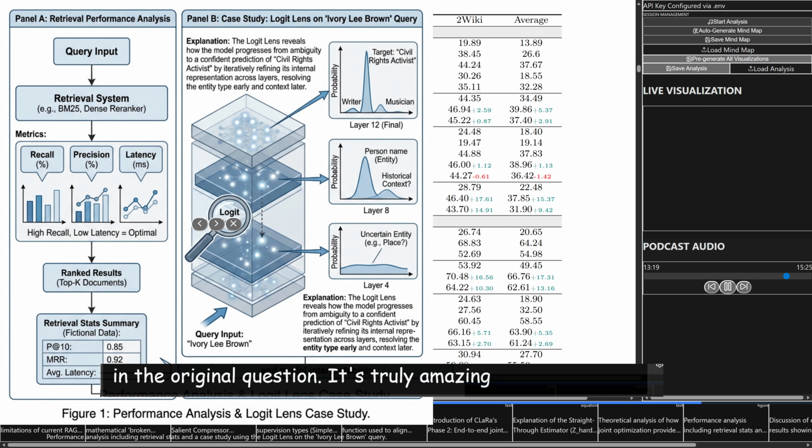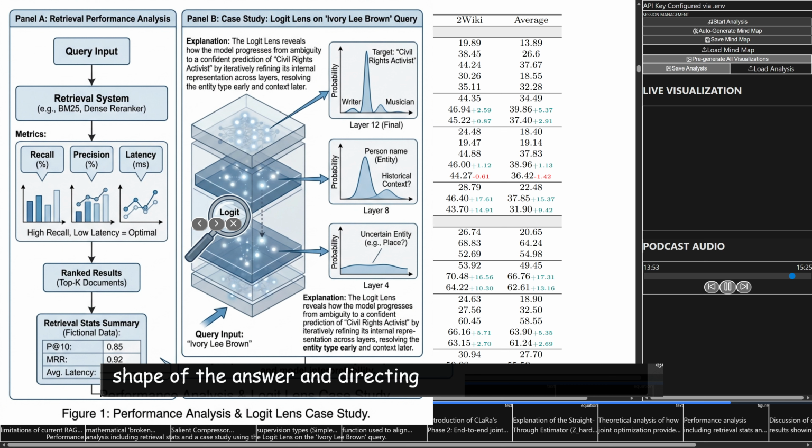It's truly amazing. It means the query reasoner had already done the latent reasoning. It made the connection to the NFL player, it identified the University of Oklahoma, and then it optimized the query vector to go find documents about Adrian Peterson's stats, not just stuff about Ivory Lee Brown's family. It mathematically engineered the retrieval to enable the reasoning path that it knew the generator would need. The continuous latent reasoning from the name CLaRa, you can see it happening right there. It's not just looking up keywords, it's predicting the shape of the answer.